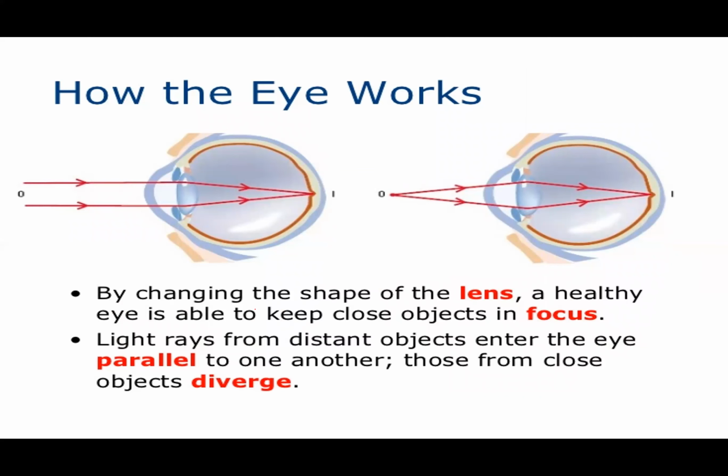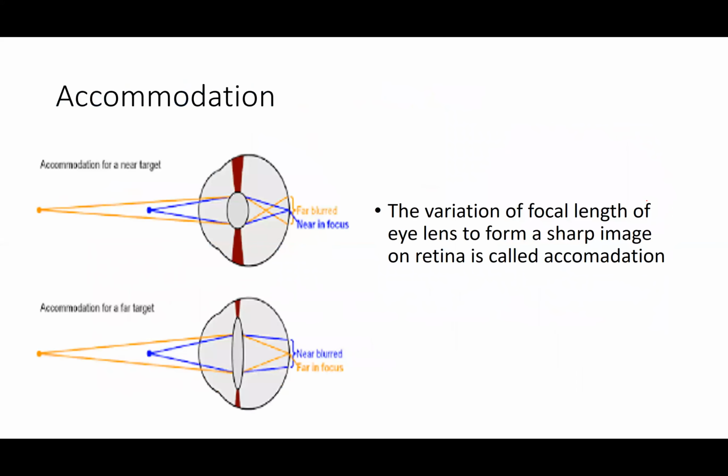How does the eye work? By changing the shape of the lens, a healthy eye is able to keep close objects in focus. Light rays from distant objects enter the eye parallel to one another. Those from close objects diverge. A parallel beam of light is focused on the retina, and light from nearby objects also focuses on the retina to see a clear image.